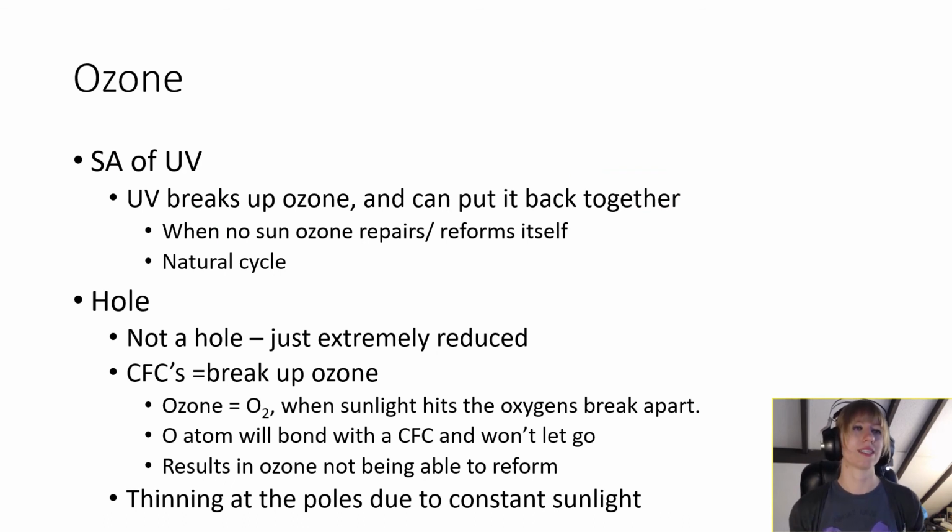So CFCs, we talked about it breaking up ozone. The O atom bonds with CFCs, doesn't let go, therefore ozone can't repair itself. It can't continue its natural cycle. This is where we start to get bad. Sorry, this is supposed to be O3. So when sunlight hits, the oxygens break apart. The O atom will bond with a CFC, won't let go. Ozone can't reform. This is part of why we have holes forming. But when we get to the poles being thinner, that's partially due to constant sunlight, and then add CFCs in addition.